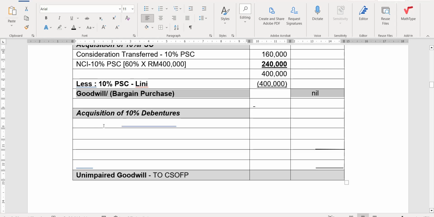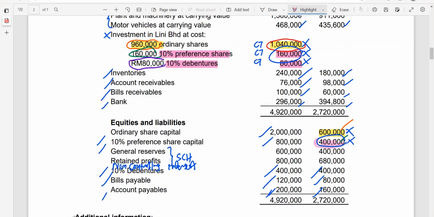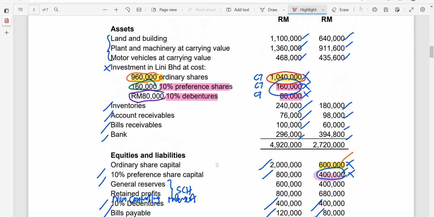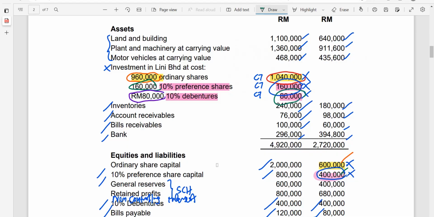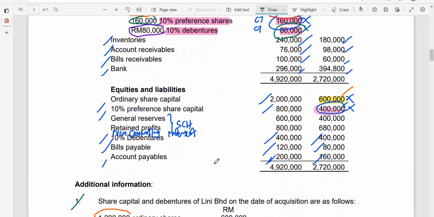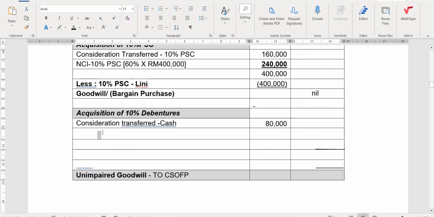We'll repeat the same for the 10% debentures, and let me inform you, in this question there is no goodwill for debenture as well, but we'll just repeat the same calculation, which is to find out the consideration transferred for the debenture. The one for the debenture is this one here, 80, and the debentures acquired is referring to the one here, so you need to take the percentage acquired in debenture. So take the consideration transferred, there is no non-controlling interest, bear in mind.